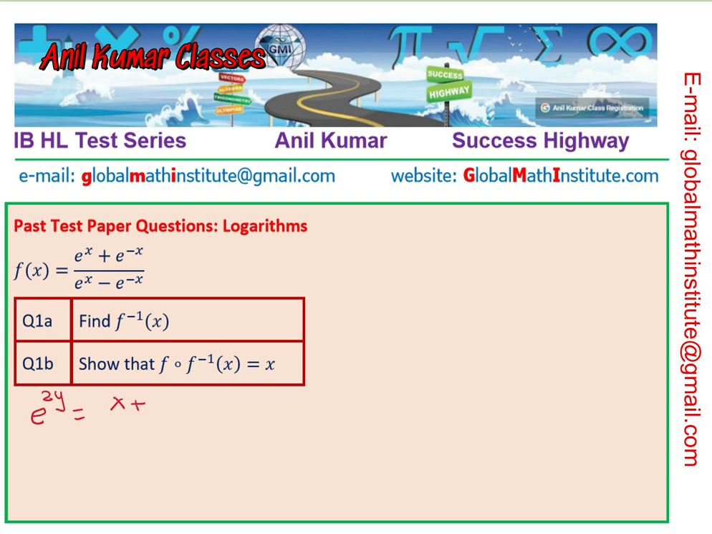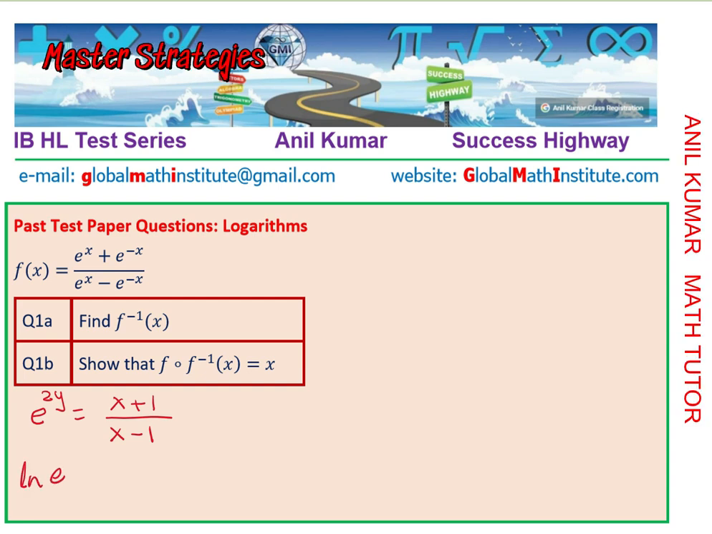Equals x plus 1 over x minus 1, correct? So that is what we now get. We are finding the inverse. So now we can isolate y, right? Taking ln on both sides, correct? If you take ln on both sides, what do we get? We get ln e to the power of 2y equals ln of x plus 1 over x minus 1.